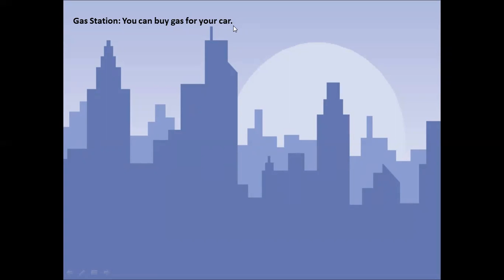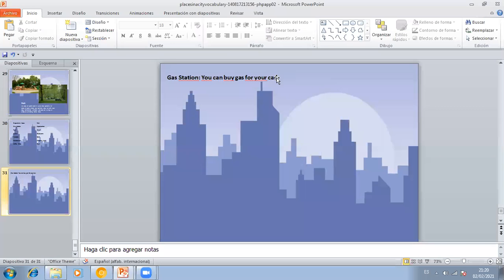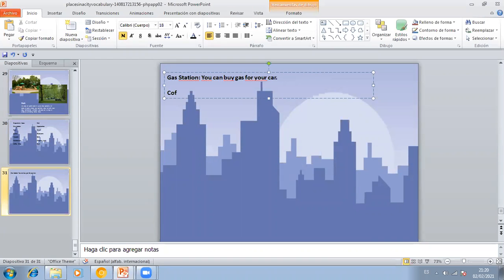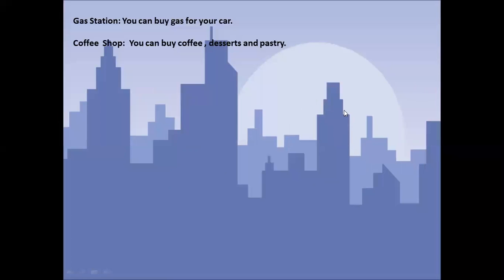And then we have the coffee shop. Can anybody tell me what can you do in the coffee shop, everybody? We can buy coffee. That's right. You can buy coffee, for example. Coffee, dessert, and pastry. Observe, please. In the coffee shop, you can buy coffee, desserts, and pastry. What's the meaning of pastry in this case, everybody? Pastry is pan dulce.